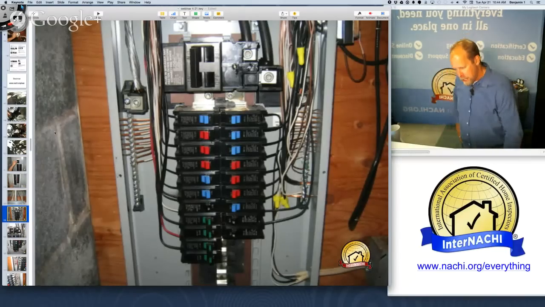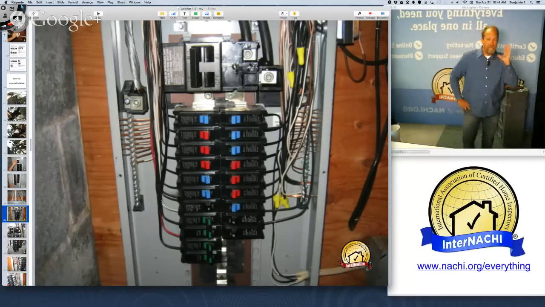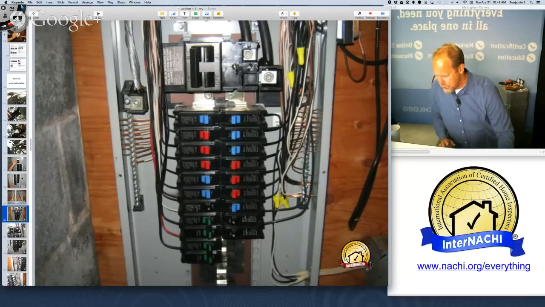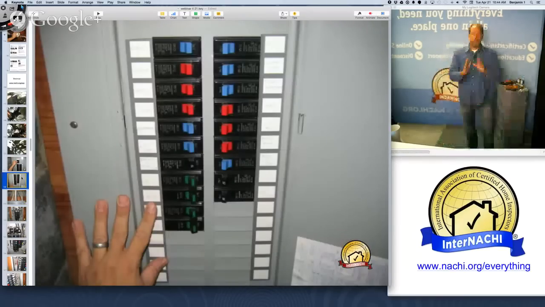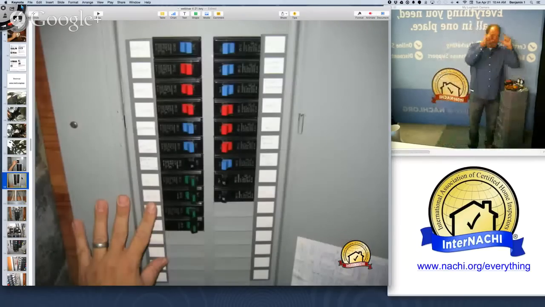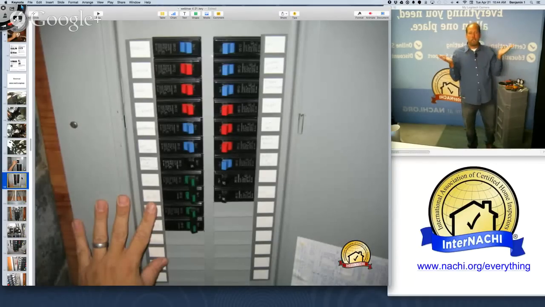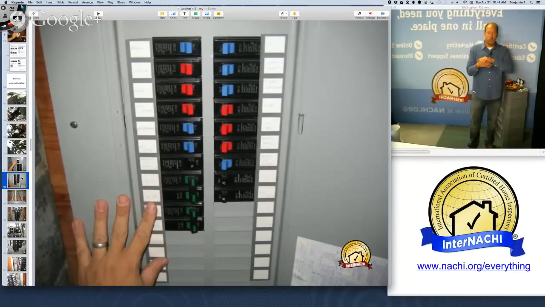Here's the inside, and what I like to do at the electrical panel, before I take the cover off, is take a picture of all of the breakers and make sure that they're all on. If there are any off, I want to take a micro shot of it, get up close. I want to see if it's been turned off or tripped off. Either one is potentially hazardous, but you shouldn't turn it on.